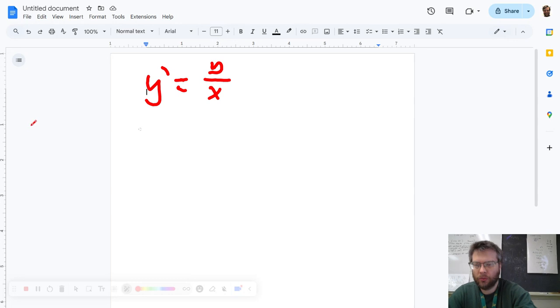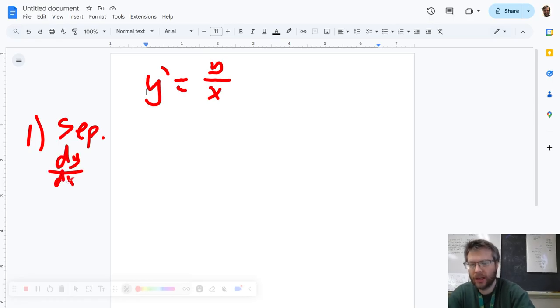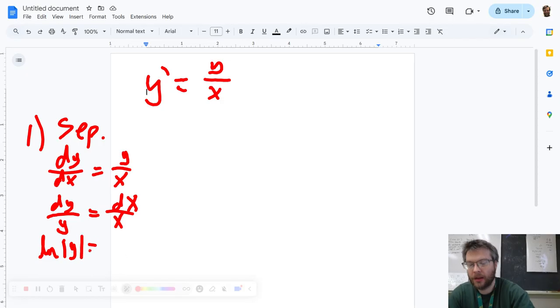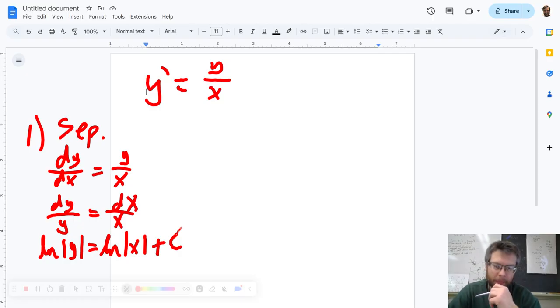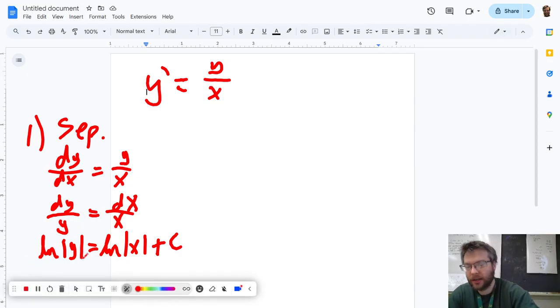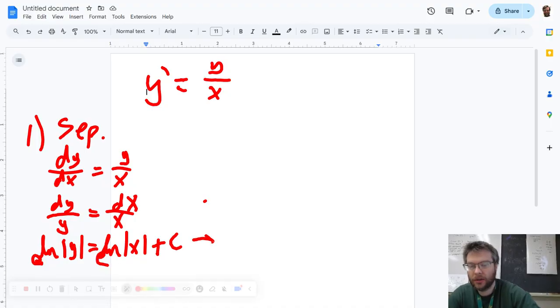I could solve this in one way by separating my variables. So let's just do separable. I think of dy/dx, that's y prime, is y over x. Then I divide by y and multiply by dx. I get the natural log absolute y equals natural log absolute x plus c. Then I do e to the left-hand side and e to the right-hand side, and I get my solution.